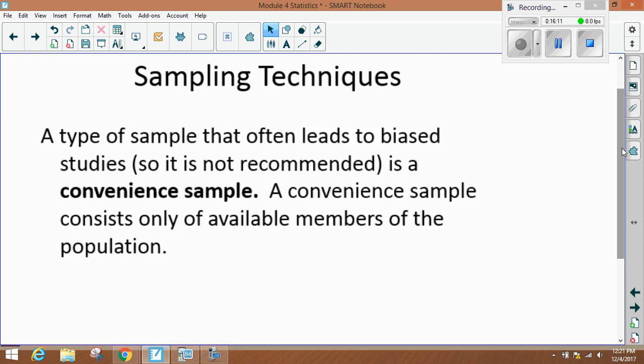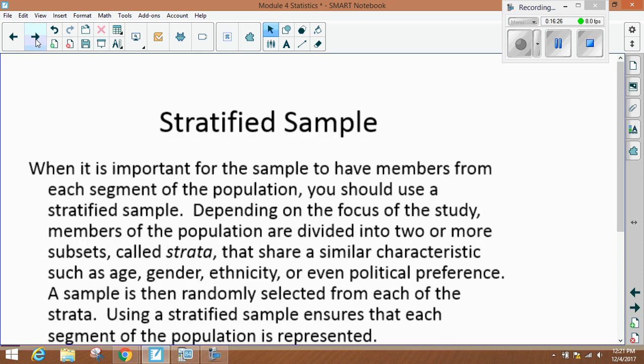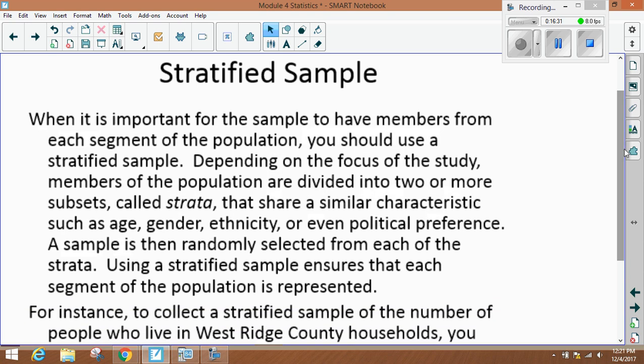Anyhow, so that's why a convenient sample is not good. You want to be systematic. You want to actually have a plan that leads you to getting a representative sample, a sample that represents the population you want information about. So one way that you might do that is stratify your sample.